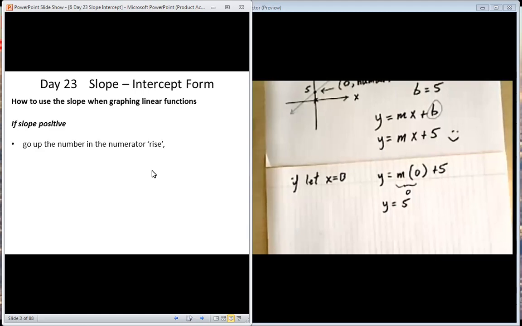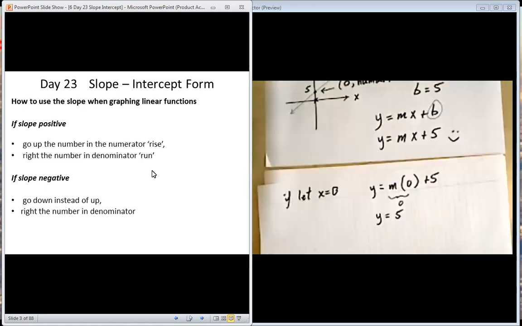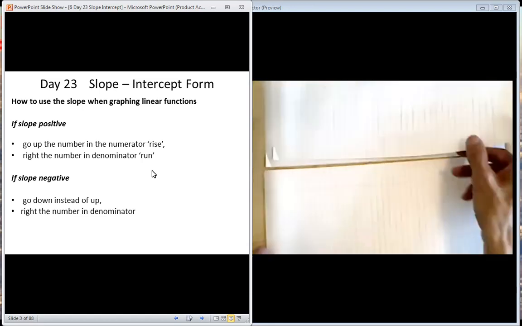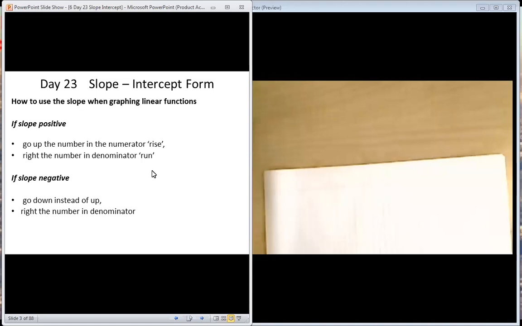All right, we saw a little bit yesterday that graphs can go in the positive direction or graphs can go in the negative direction. When they go in the positive direction, what do they look like there?